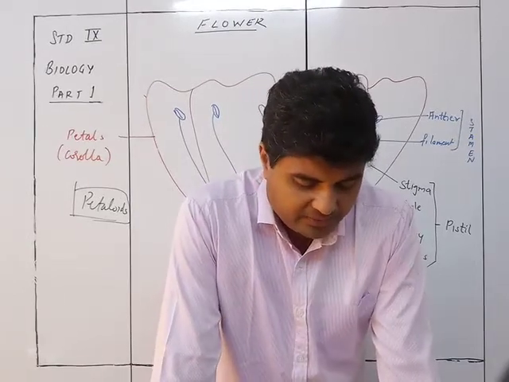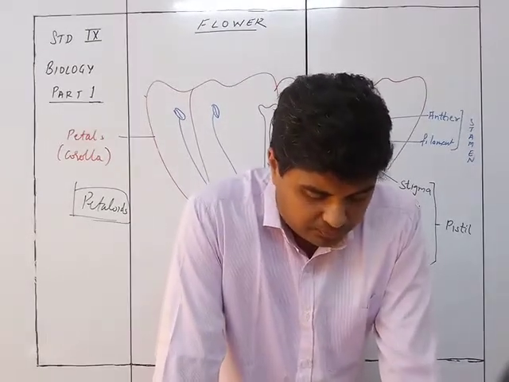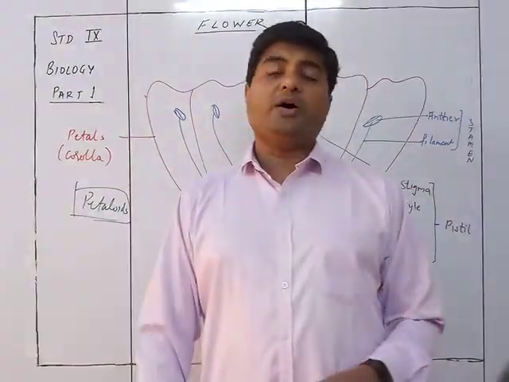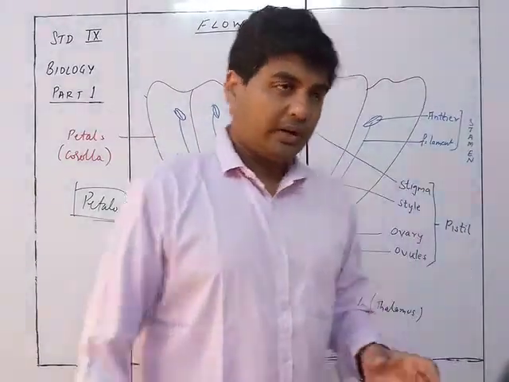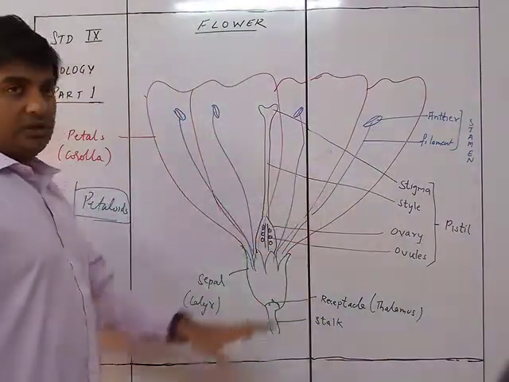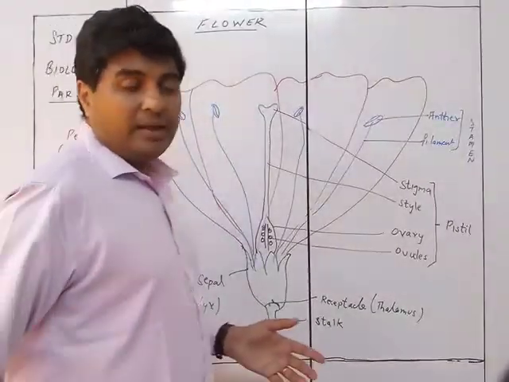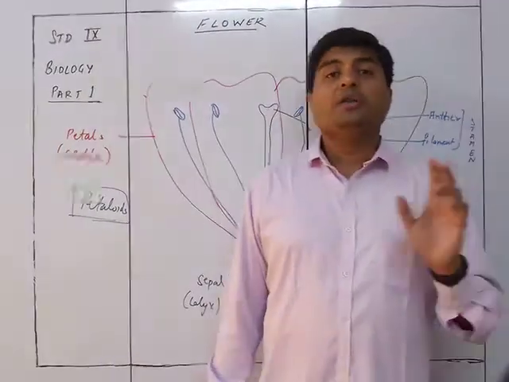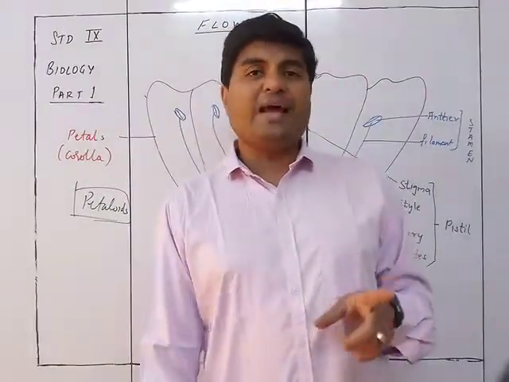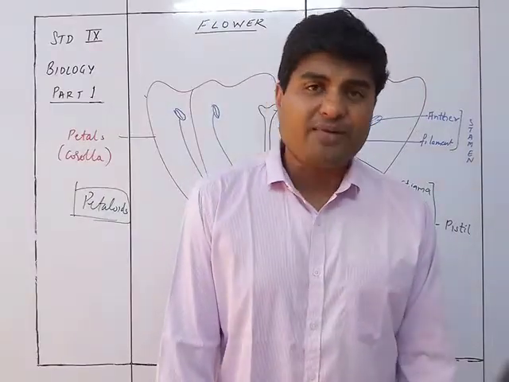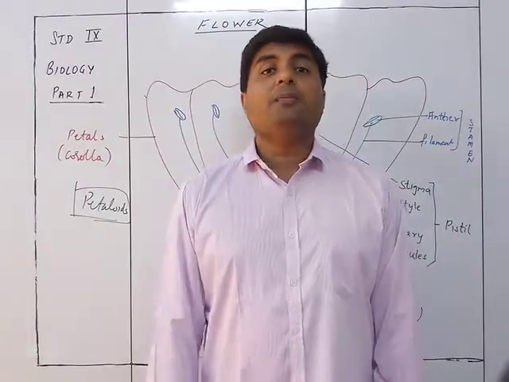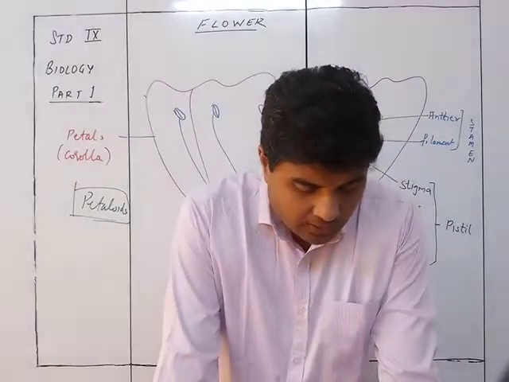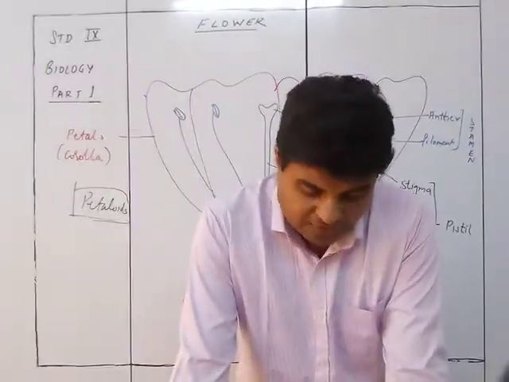The next topic is the sexuality in the flower. As I told you, if a particular flower has all the four whorls, then it is a complete flower. And in such a case, it is a bisexual flower because the flower has both the male and the female organs in the same flower. That's why it is called a bisexual flower. So let's see in detail over here. Male, female and bisexual flowers.